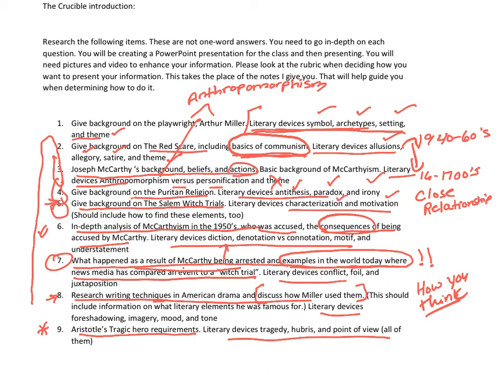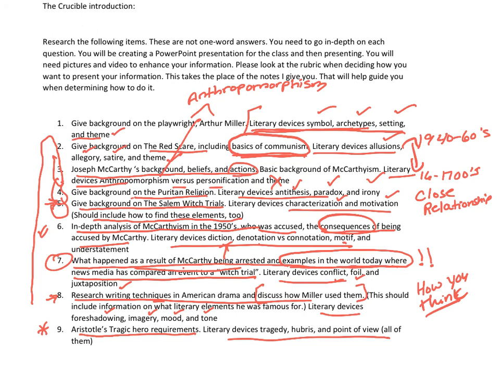Characterization, motivation. You need to include how does a reader find these elements? Because that's one of the things, you don't just look up definitions. The whole point is how do you use them? Diction, denotation versus connotation. Motif and understatement. Conflict, foil, juxtaposition. Foreshadowing, imagery, mood, and tone.